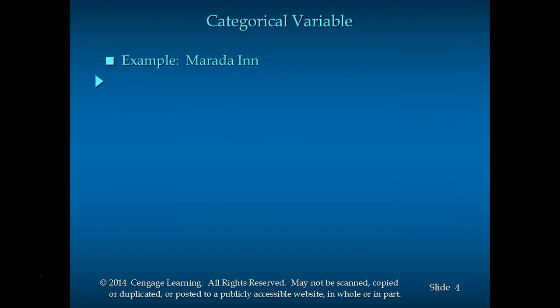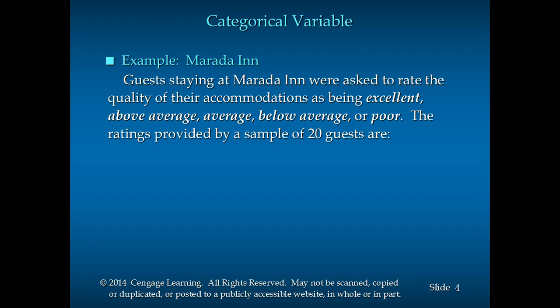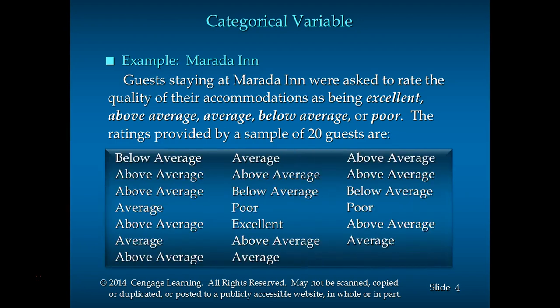Here's an example. Guests at the Morada Inn were asked to rate the quality of their accommodations as excellent, above average, average, below average, or poor. The ratings provided by a sample of 20 guests are shown. So 20 people were asked. Some of them said it's poor, above average for most. One person said it's excellent, and below average, two or three people. Average also has some.